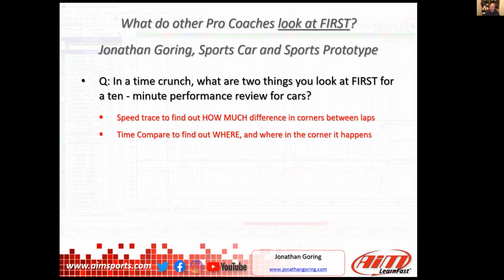But he's like me. He jumps in and jumps out with people at the track, and they say, "What should I look at?" And he says, "Speed trace. Find out how much difference is in the corner between the laps. And then use the time compare function when you are comparing laps to find out where, and not only where, but where in the corner the differential is greatest." And that's what points you. If it's on the leading edge, it's usually braking and brake release. If it's on the trailing edge, it can be throttle application, or more likely car position, which is preventing the driver from progressing to wide open throttle as soon as possible. Next slide.